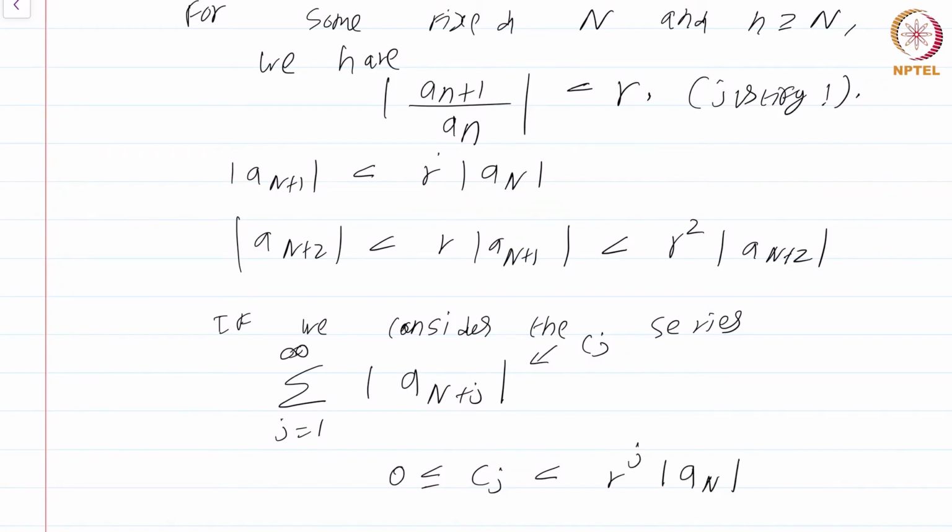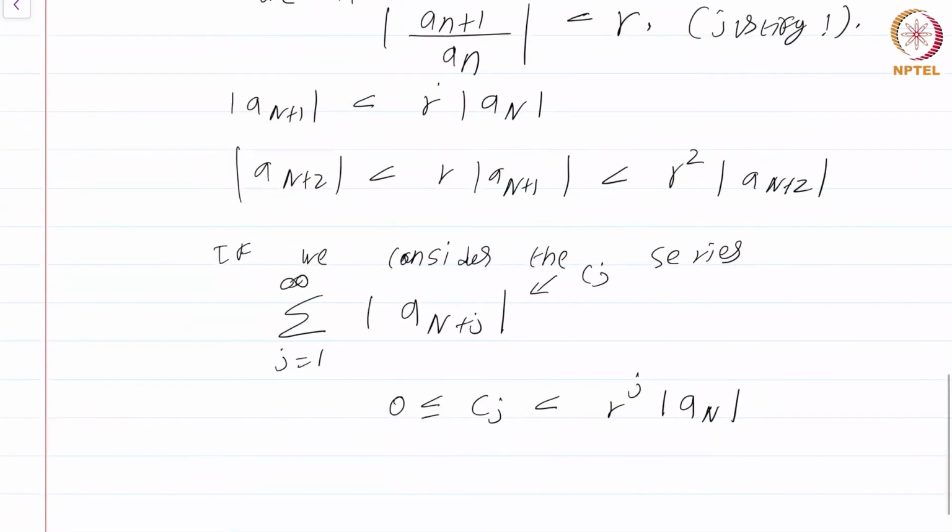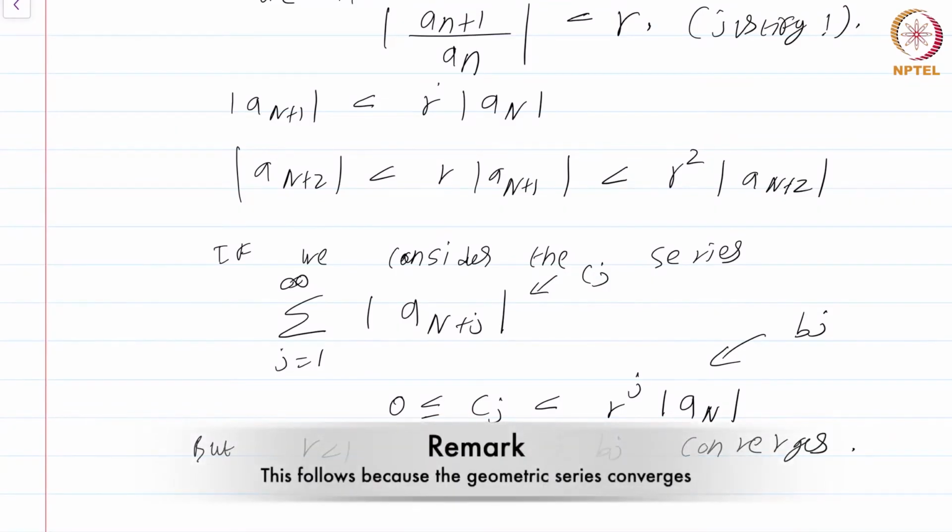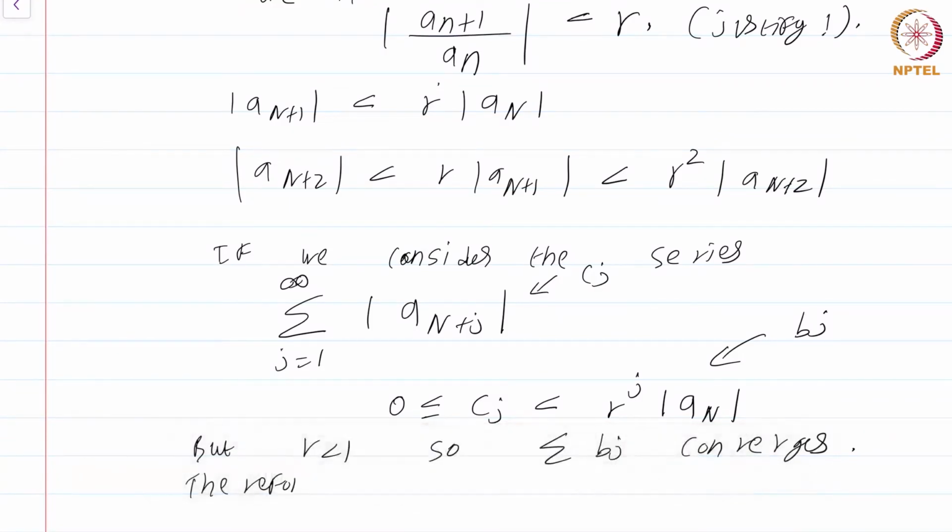As you can imagine, we are now going to use the fact that the geometric series converges. Fine. So, how does this help? But r is less than 1, call this bj. R is less than 1, so summation bj converges. Summation bj converges. Therefore, summation cj converges. This follows immediately from the comparison test.